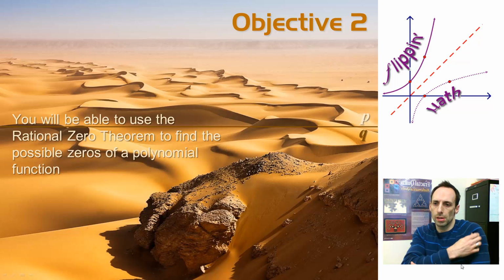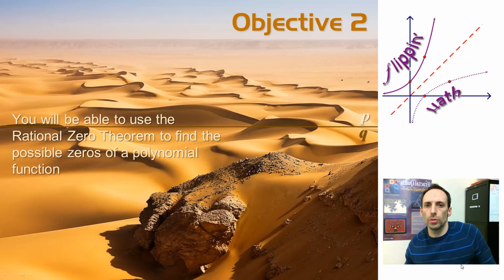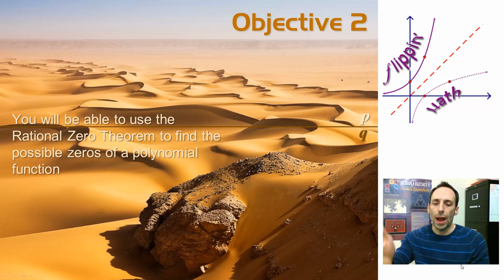On the second objective here, we're going to use this thing called the Rational Zero Theorem to help us find some possible zeros for a polynomial function. Since this has rational zeros in it, it probably has something to do with rational numbers. If you take a look over here on the right-hand side of the picture, I got p over q, rational numbers. They can be written as fractions where the numbers in the fractions are integers.